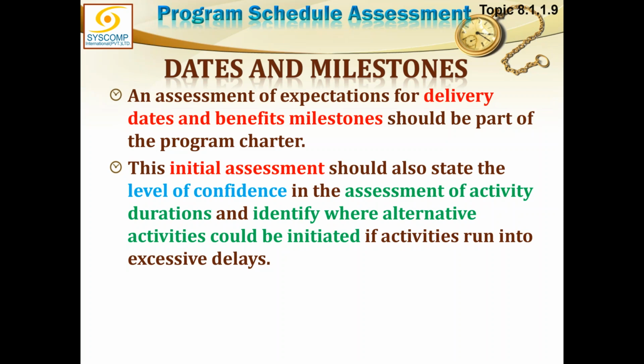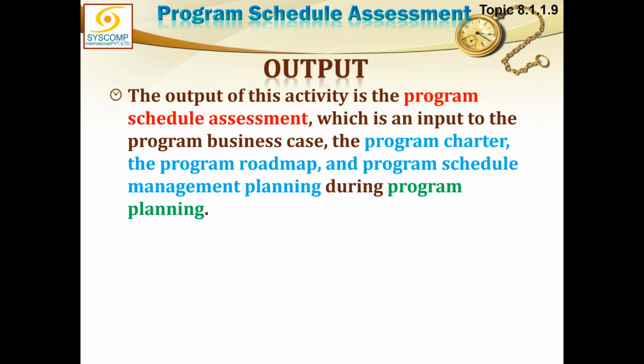How sure are we that this assessment is going to stick, and how much is it likely to change in the assessment of activity durations? It should also identify where alternative activities should be initiated if activities run into excessive delays. So we have our strategy in place for what action to take if things are delayed unduly. The output of this activity is the program schedule assessment, which is an input to the business case, program charter, program roadmap, program schedule management plan, and so on.